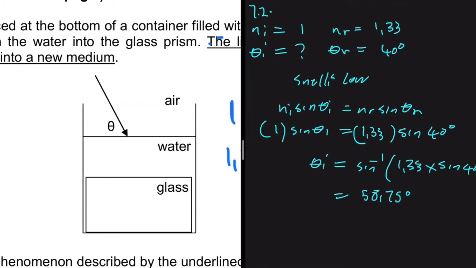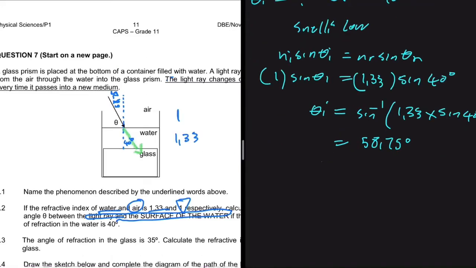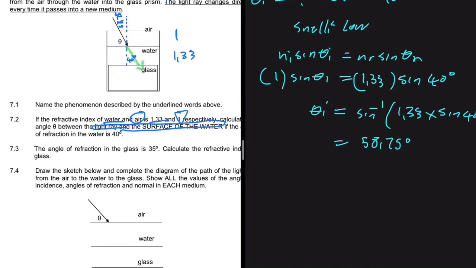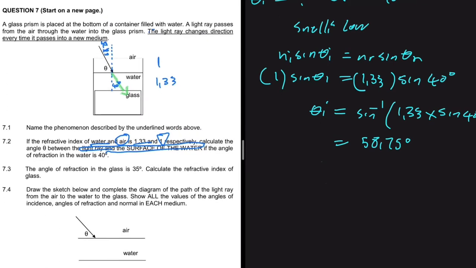So what are we saying? Let's come to our sketch, right? This is the normal. We're saying that this angle here is 58.75, right? And then if we keep our normal going, this angle here, we are told that it is 40 degrees. Let's use 7.3. 7.3 is saying that the angle of refraction in the glass is 35 degrees. Calculate the refractive index of glass.